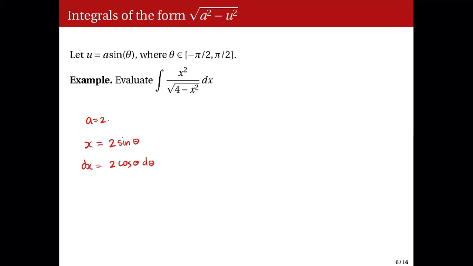And then we want to change this x squared into terms of theta. So from here, x squared is equal to 4 sine squared theta. And then this square root of 4 minus x squared is the square root of 4 minus 4 sine squared theta, and this is just 2 cosine theta.